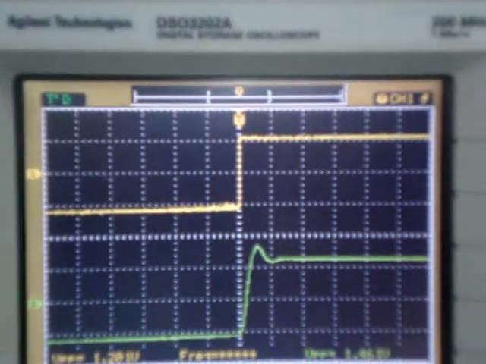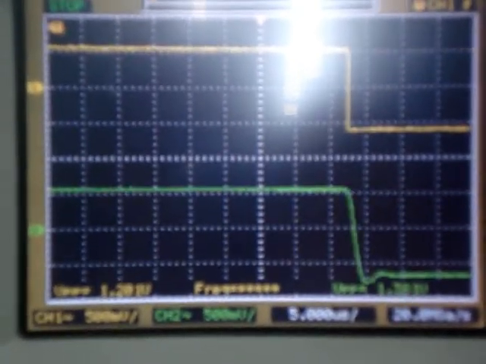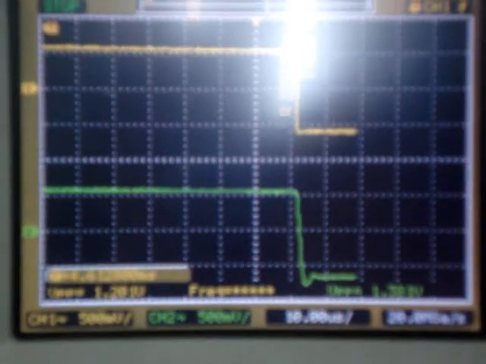Let us check for the undershoot. Here again we observe that there is an undershoot and there is a damped oscillation and settles to minus 1 volt, minus 0.5 volt. This observation clearly says that this is a second order system.